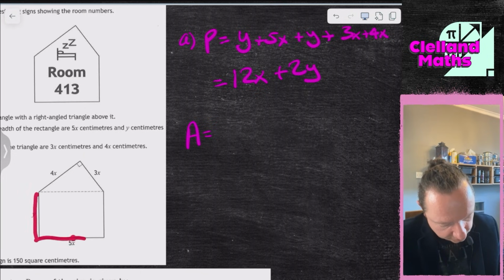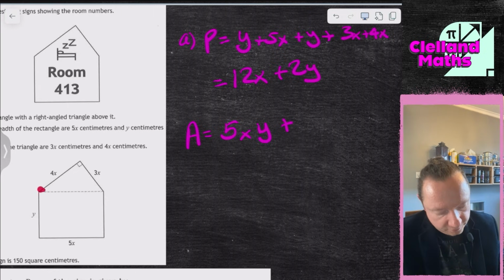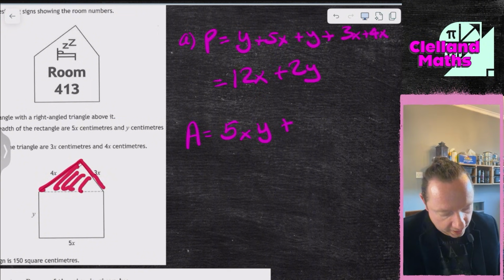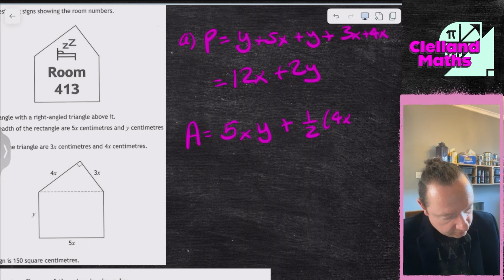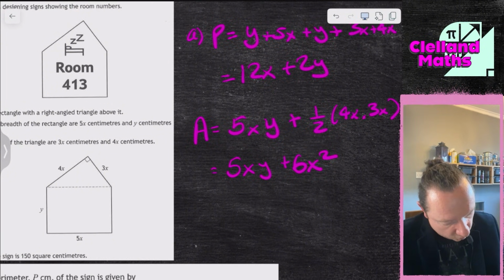It's base times length, or base times height, 5xy, plus, now this is a right angle triangle, so it's just half the base times the height to get the area of that. Half the base would be 2x times 3x. I'll write that out, half the base times the height, so that's 5xy plus a half of 4 is 2 times 3 is 6, and x times x is x squared. But that equals, remember, 150.